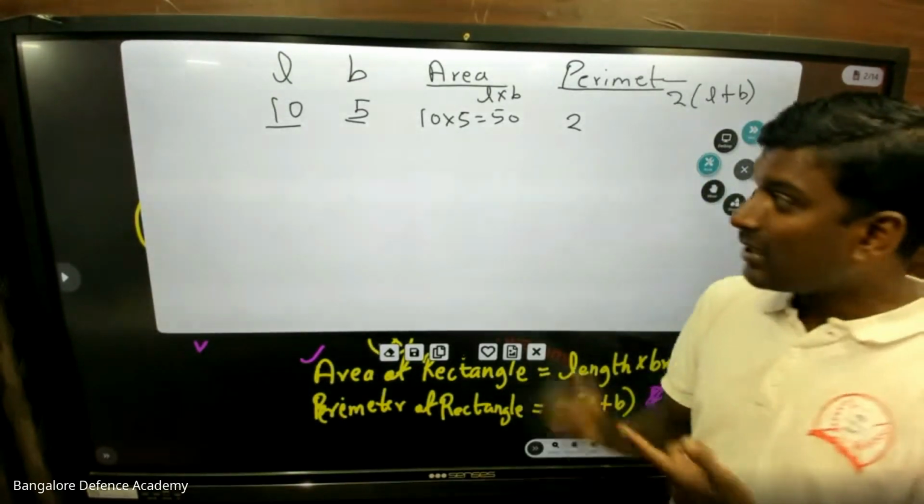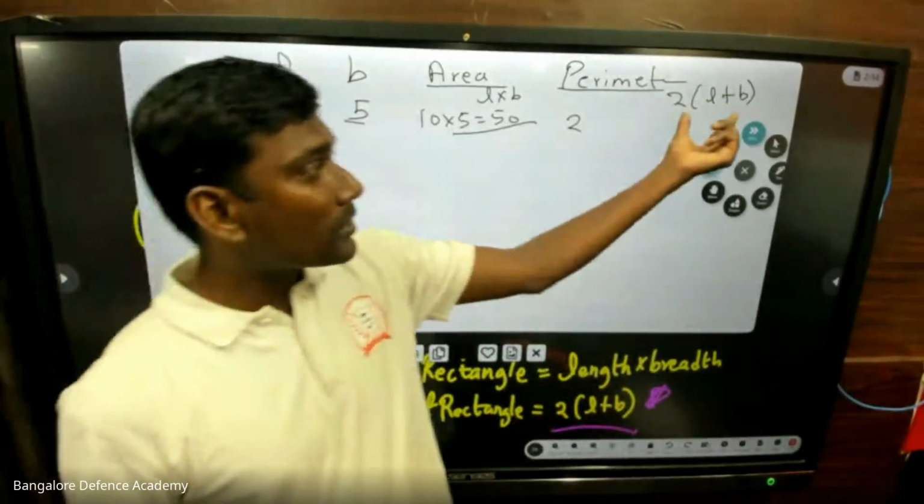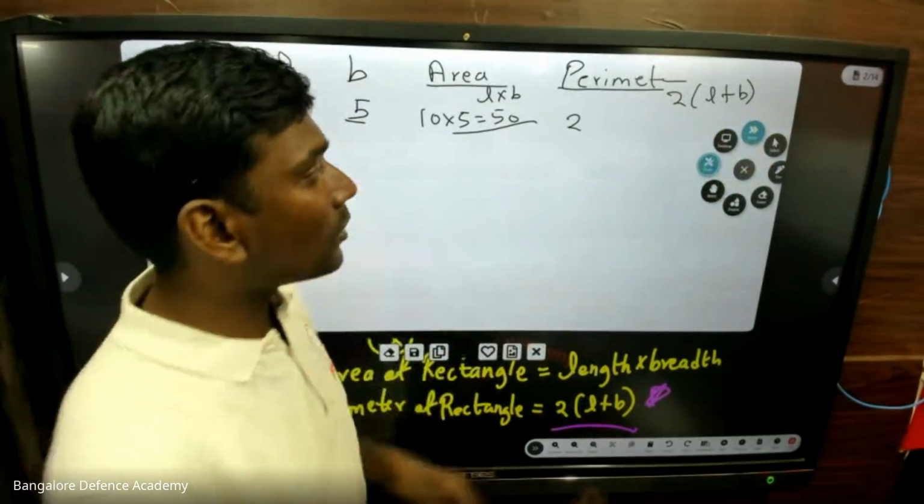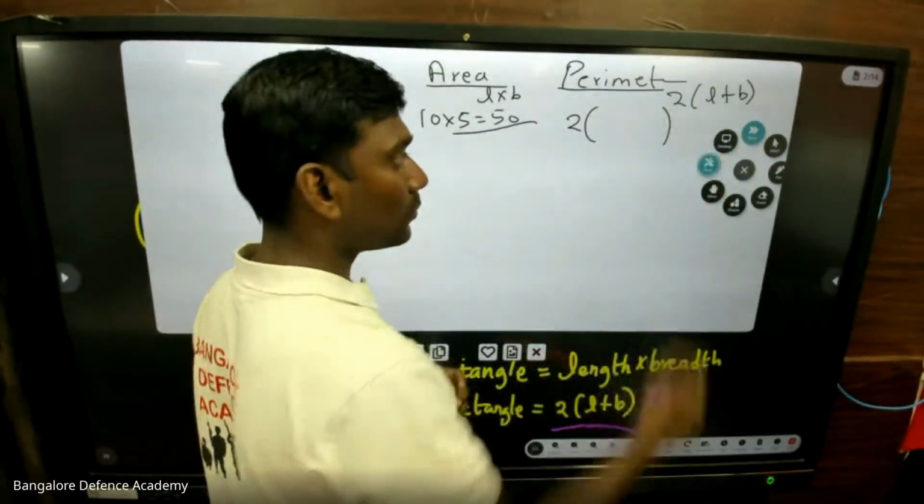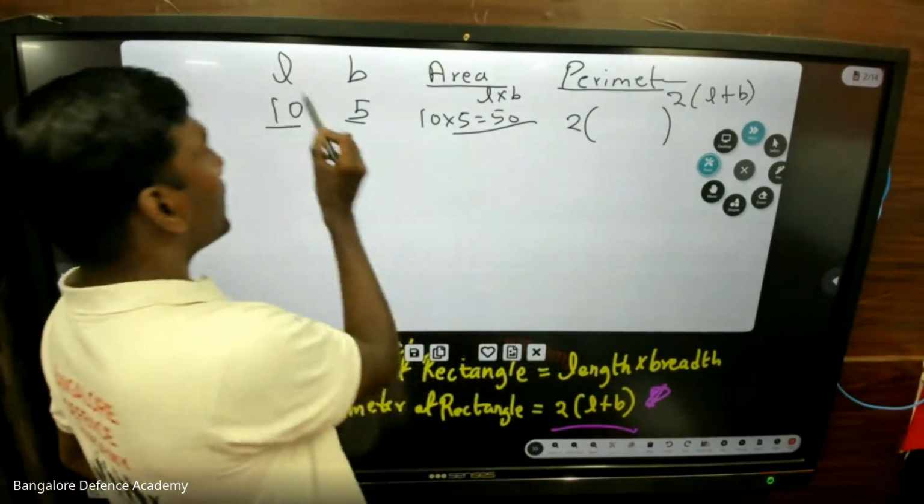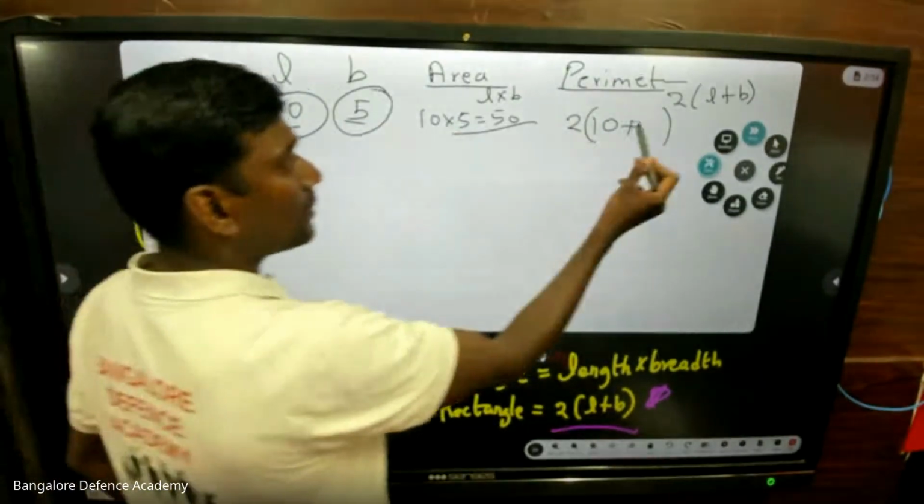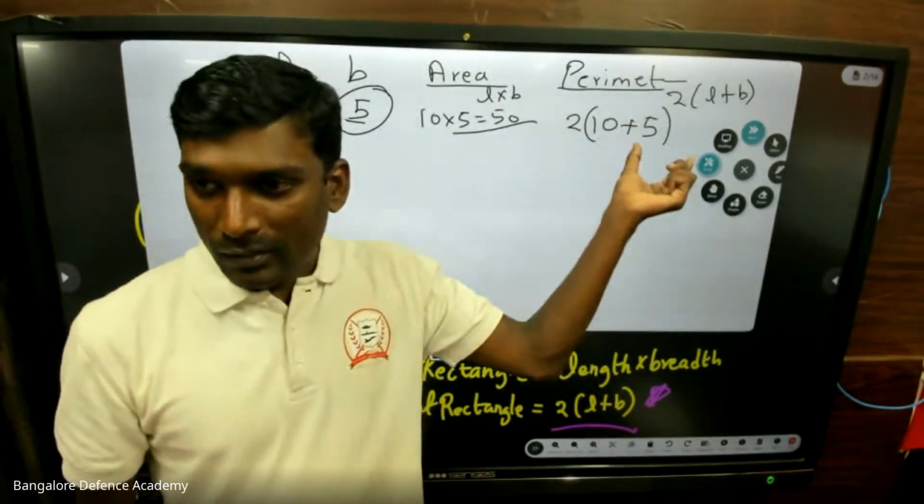Now for perimeter, what happens? Many students will get rectangles right, but they will make mistakes here. Why? Because they do not put the bracket. So you should write: what is the length I have given here? 10 plus, what is the breadth? 5. First thing, you should solve the bracket. First you add.